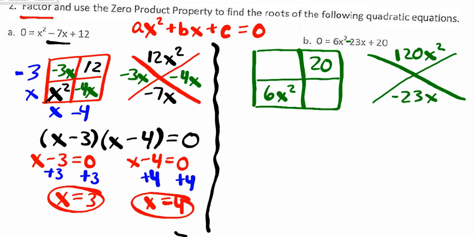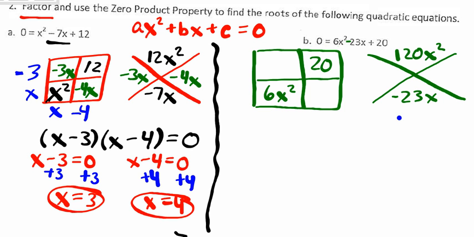So since they multiply to a positive number and add to a negative number, we know that both numbers have to be negative. That's the only way it would work. So if we don't know what is going to work here, we can just start listing the factors.